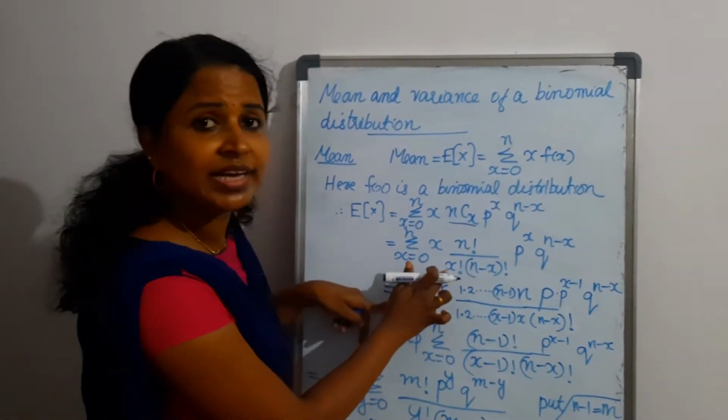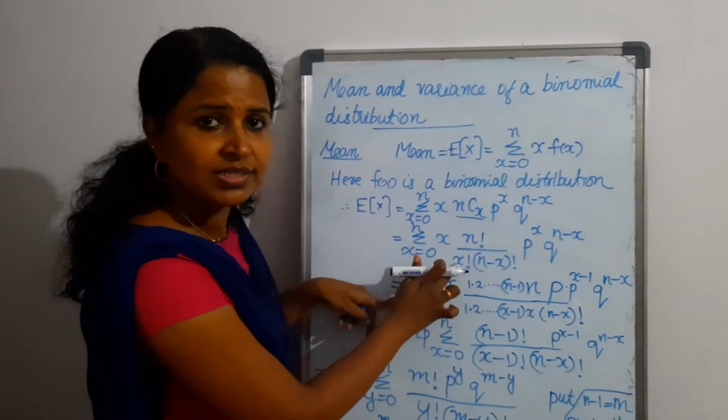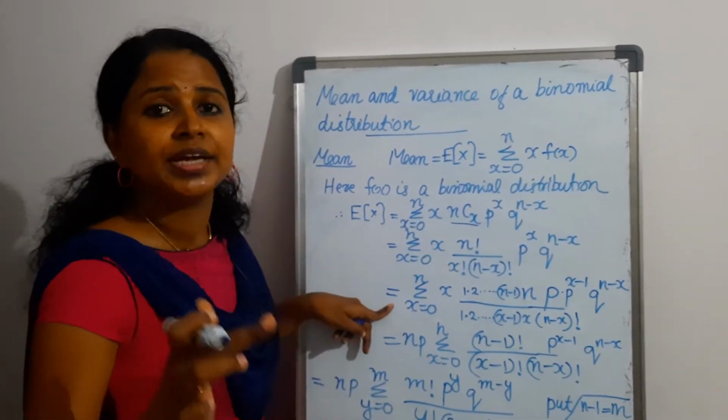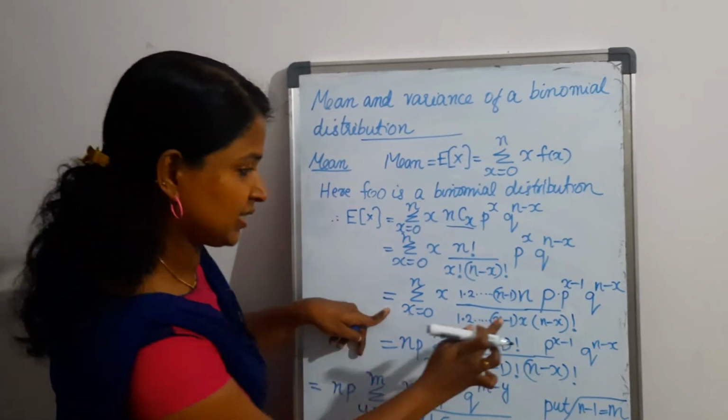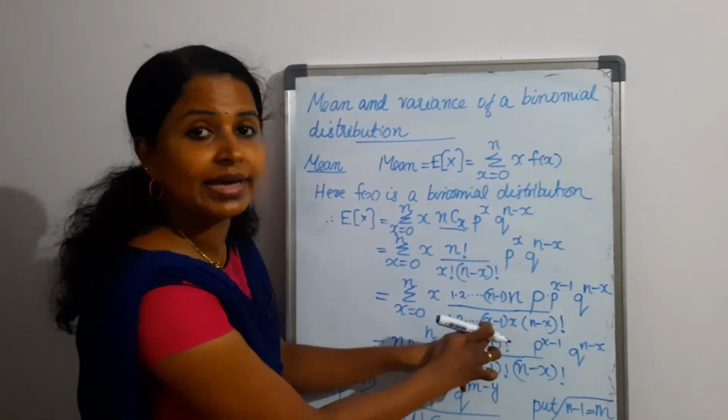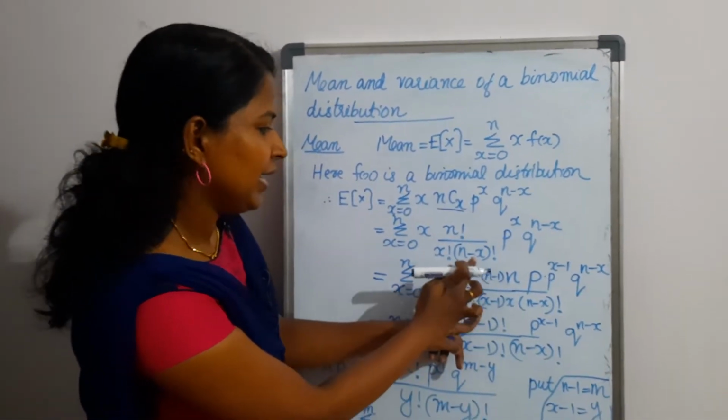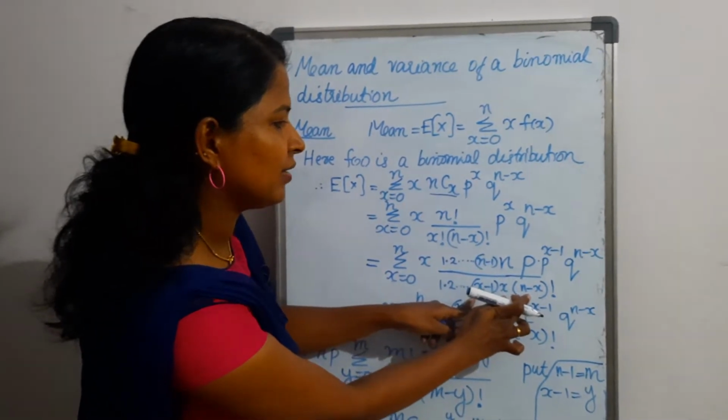What is x factorial? x factorial is 1 into 2 into 3 and so on up to x. Before x, x minus 1. Then n minus x factorial.